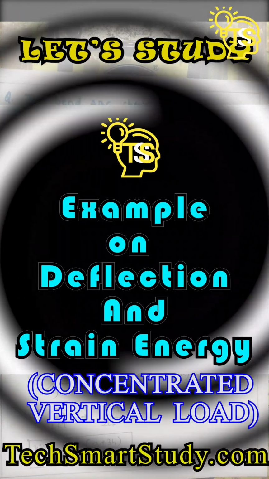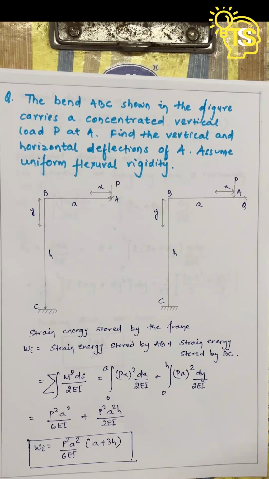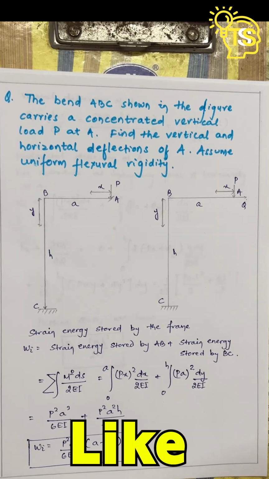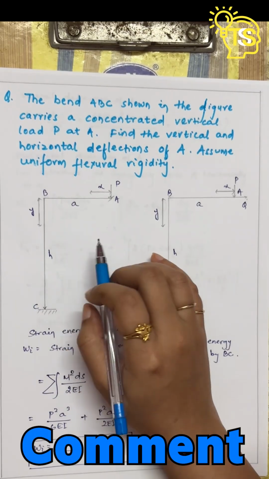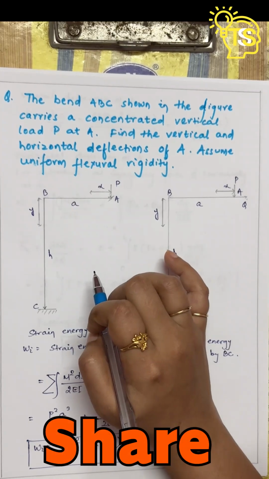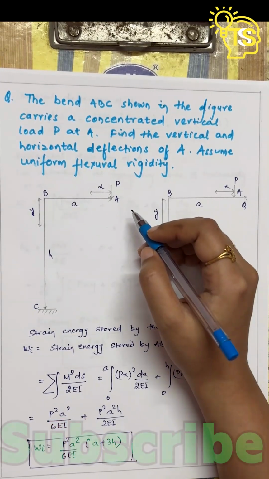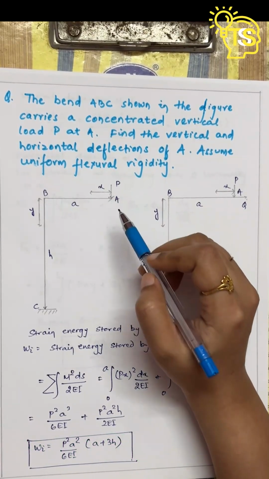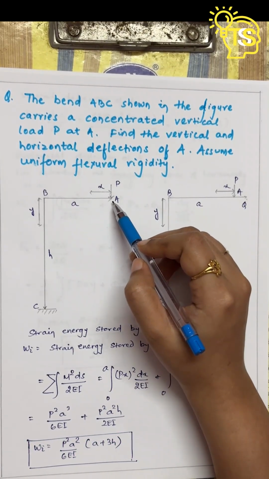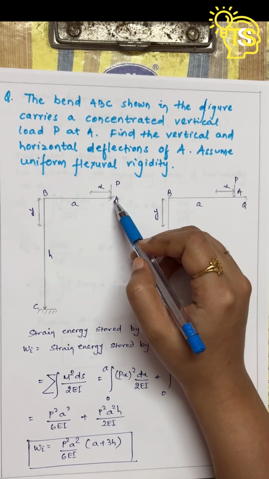Let's solve a problem based on application of first theorem of Castigliano. The question is, the bend ABC shown in the figure carries a concentrated vertical load P at A. Find the vertical and horizontal deflections of A. Assume constant flexural rigidity EI. This figure is given in the question and we are asked to find the vertical and horizontal deflection of A. Here there is a vertical load P acting on the free end A.